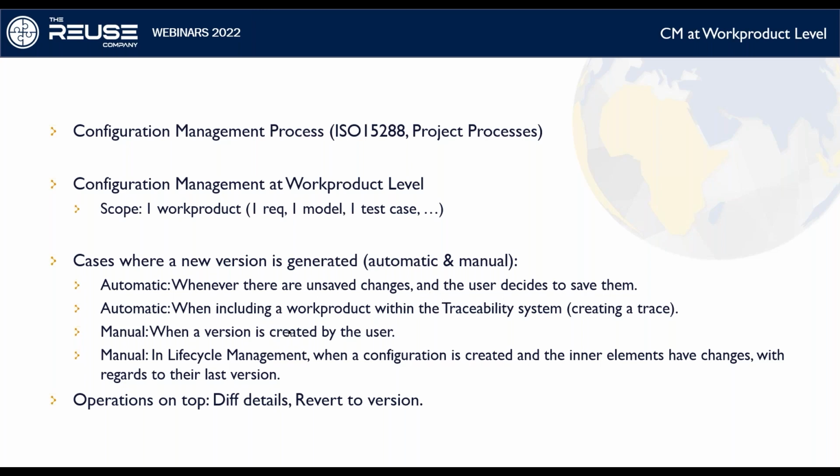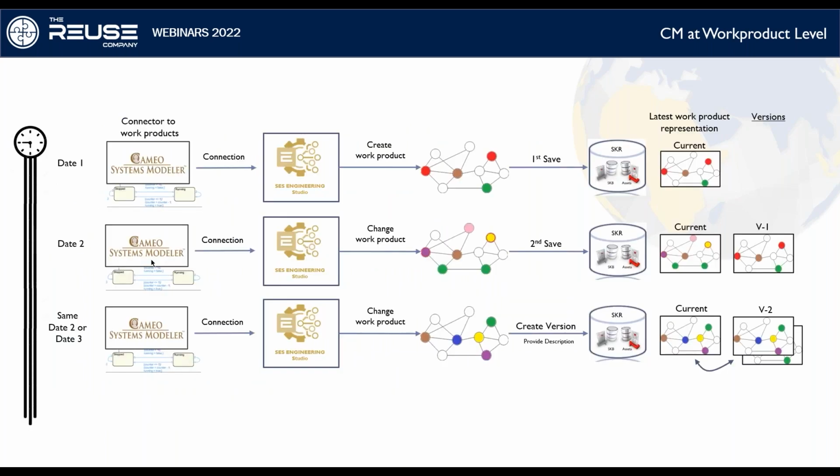And we have also manual change versions, so whenever it's requested by the user, and in the lifecycle management at lifecycle level when we create a configuration. And of course, we can perform reverts and different detail aspects in this case. So here it's just representing the fact that at date 1 we first save and it's creating a version, the current one which is kept. Then another save is creating another version, and the other one is still remembered, and we can revert to this one. And finally, we have a version created when we decide to do it manually, and then it will be creating another version and so on and so forth.